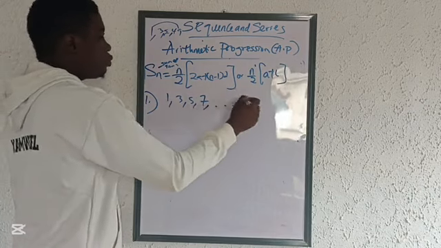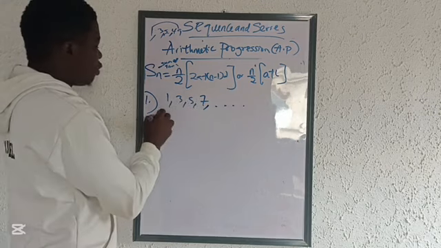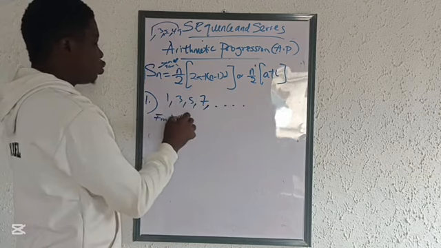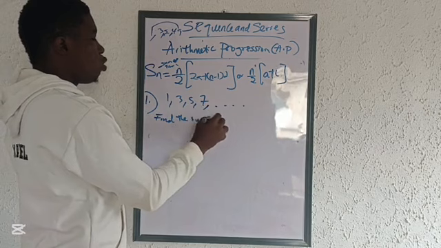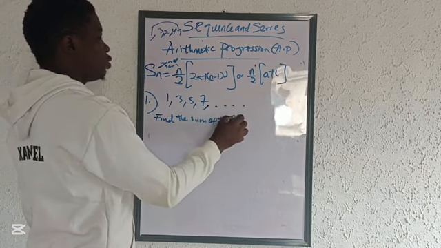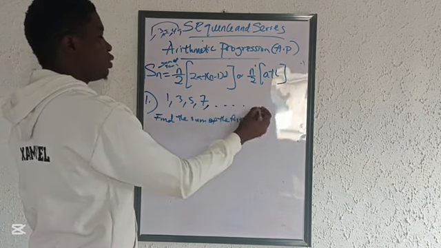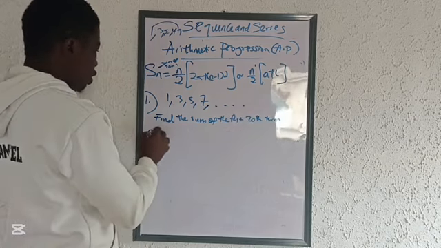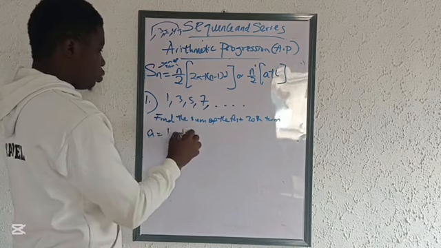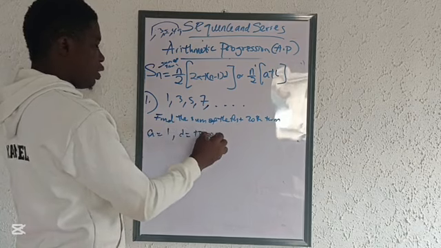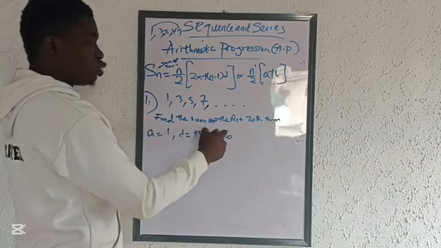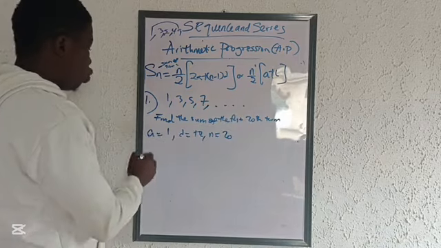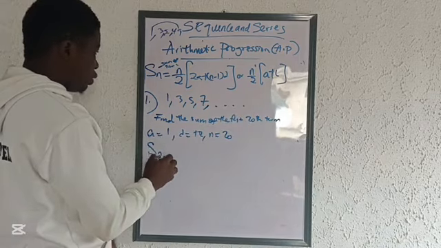7. So if they give me this and they say find the sum of the first 20 terms. Now what you do, your a is what? 1, d is what? Plus 2, n is what? 20, because you are finding the sum of the first 20 terms. So we use S20 using this formula.